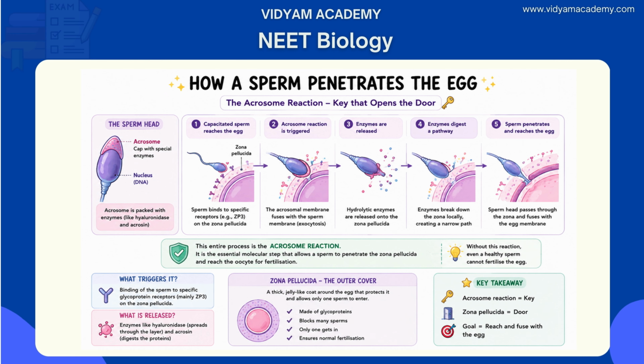The acrosome is a cap-like membrane-bound structure at the tip of the sperm, formed from the Golgi apparatus during spermatogenesis, and it is packed with hydrolytic enzymes including acrosin.